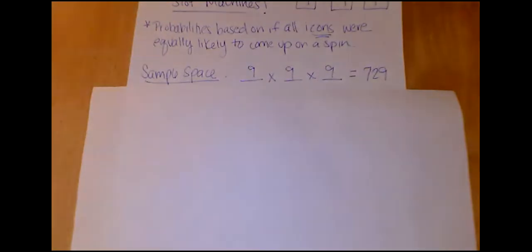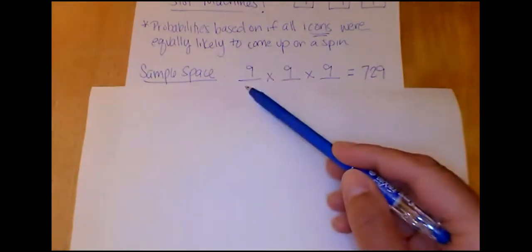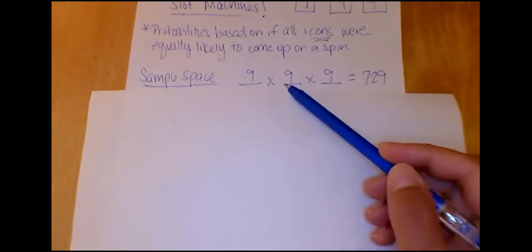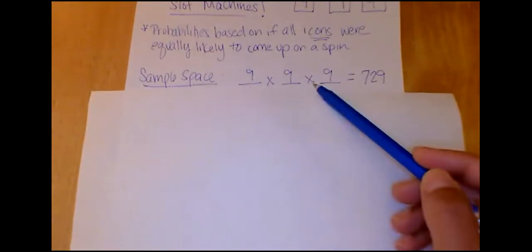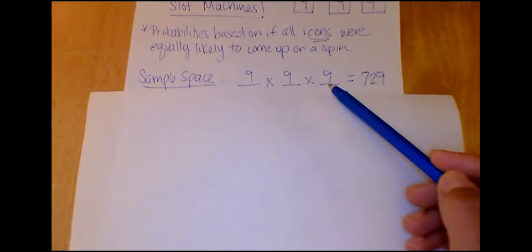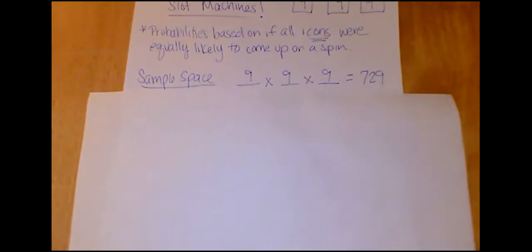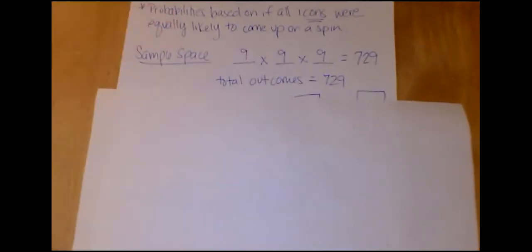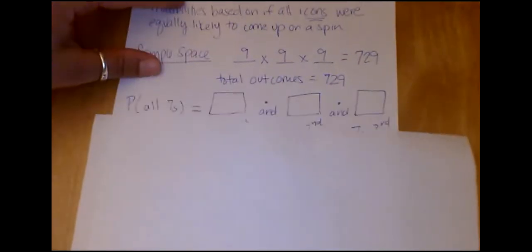First, we have to investigate our sample space. How many total combinations can there be? Well, there are 9 possible icons on the first, and multiplication, 9 on the second, and multiplication, 9 on the third. That gives us 729 combinations. So here we have a total of 729 outcomes.